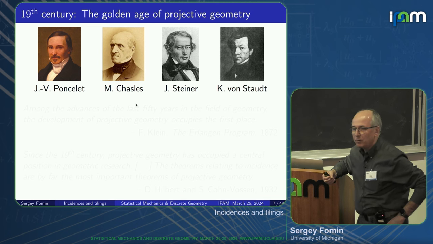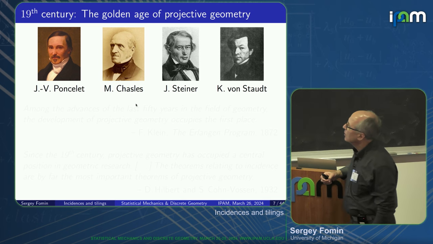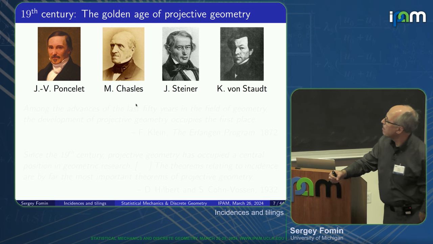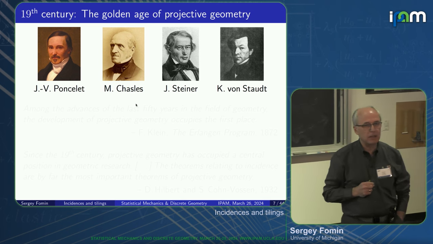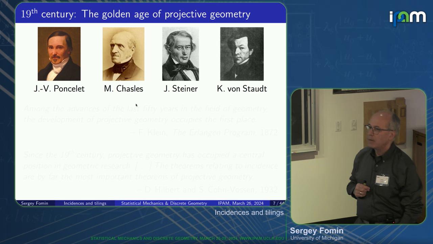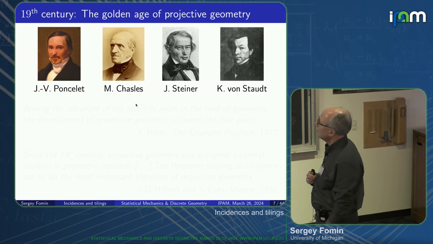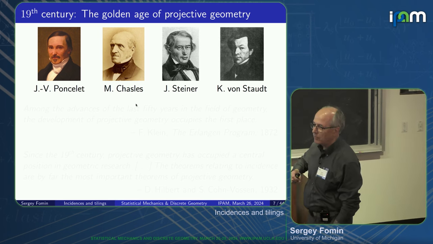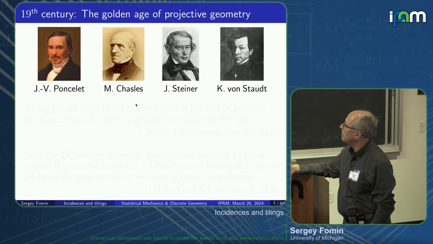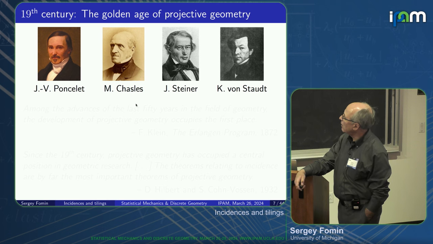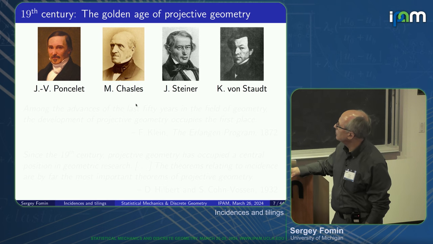The golden age of projective geometry was the 19th century, and here are some of the most prominent contributors to it during that time: Jean-Victor Poncelet, Michel Chasles, Jakob Steiner, and Karl von Staudt.